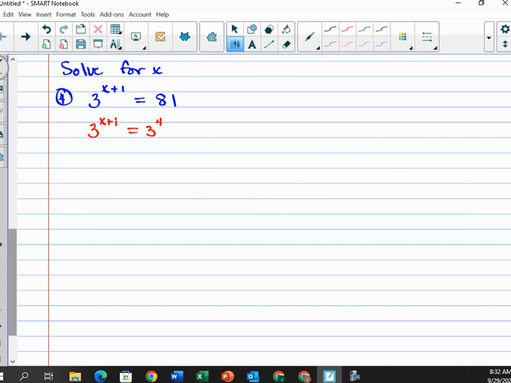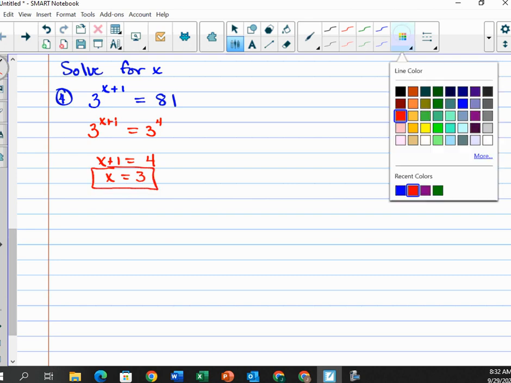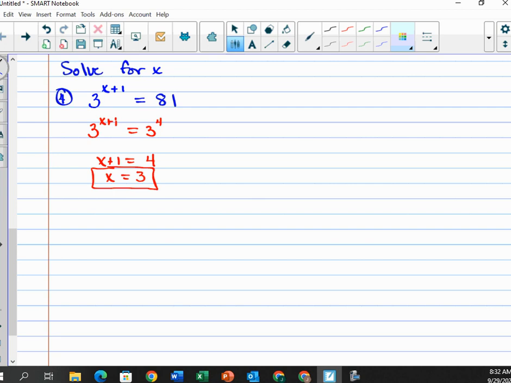Once you've got your bases matching, then you can just set the exponents equal. You're not canceling out the exponents or anything like that. But the only way for this to be a true equation is if those two exponents actually equal each other. So we can then move to x plus 1 equals 4. So x equals 3. Simple enough, right? Okay.